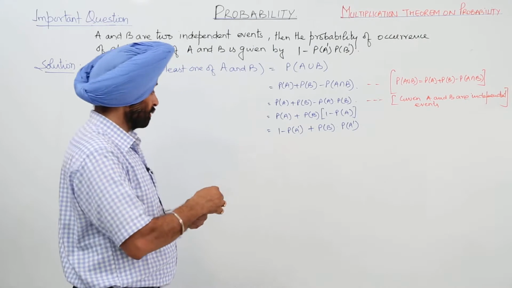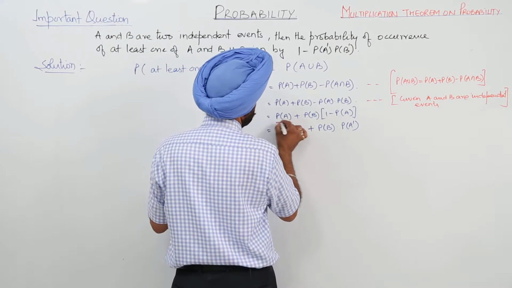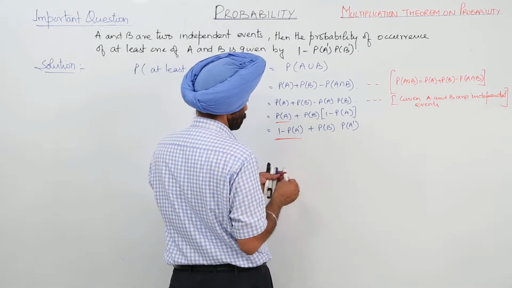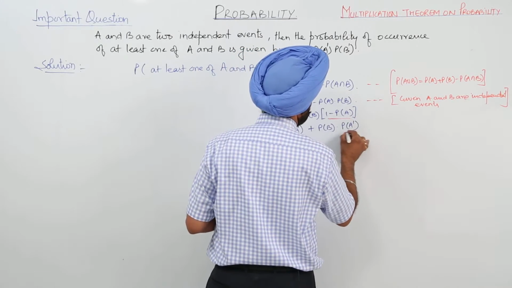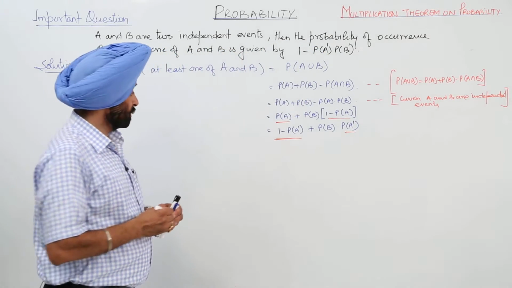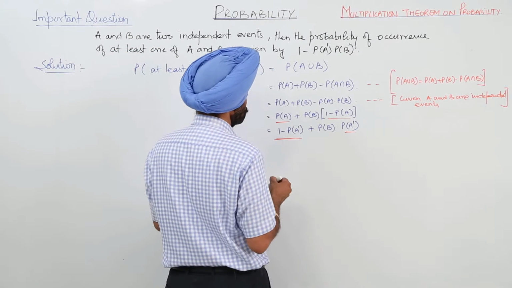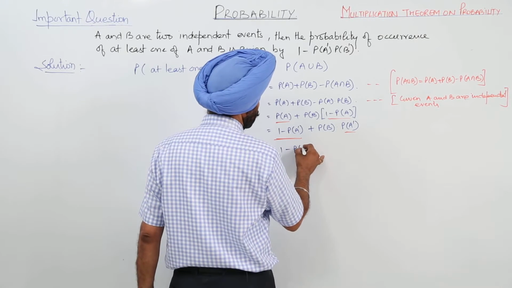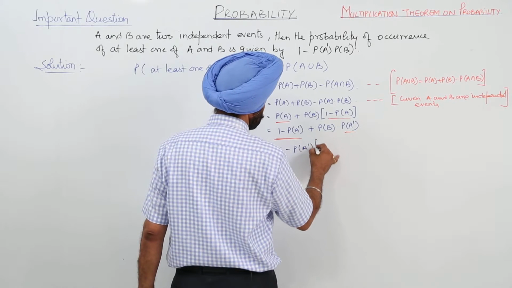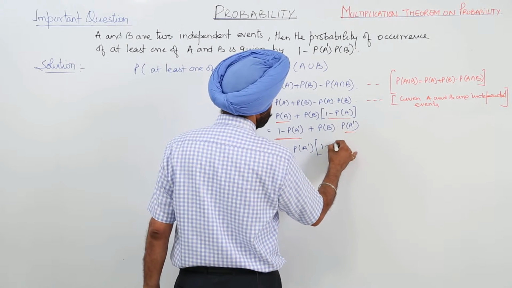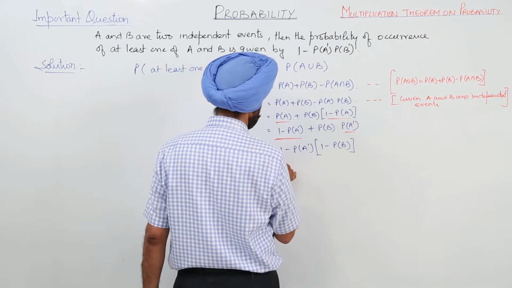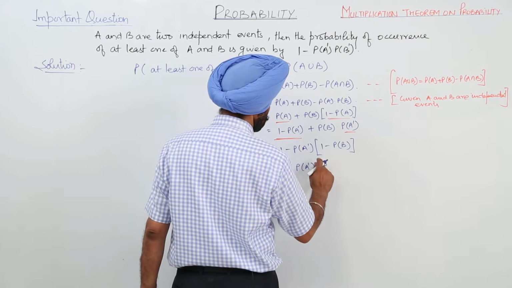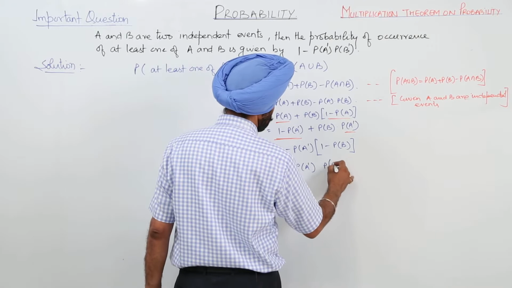Now, what we have done to this P(A), we have written this thing, and to this we have written this thing. Is it clear? So, now 1 minus P(A naught) with 1 minus P(B), 1 minus P(A naught) P(B naught).